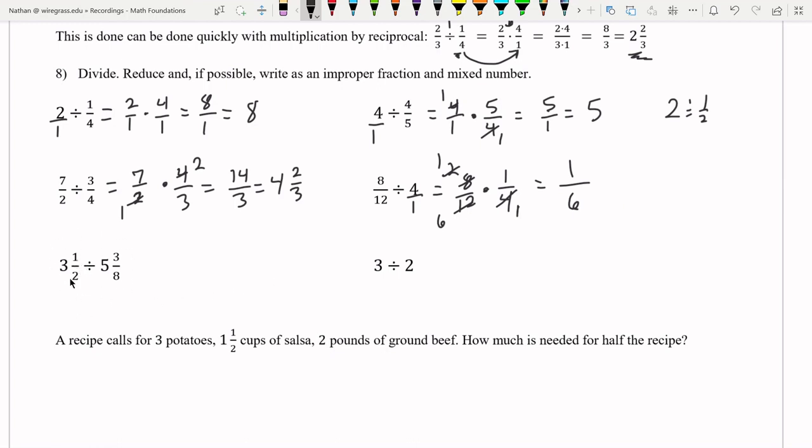Again, with division, it's better to work with improper fractions. Mixed numbers, you can do it, but it's going to be very confusing. 2 times 3 is 6, plus 1 is 7.